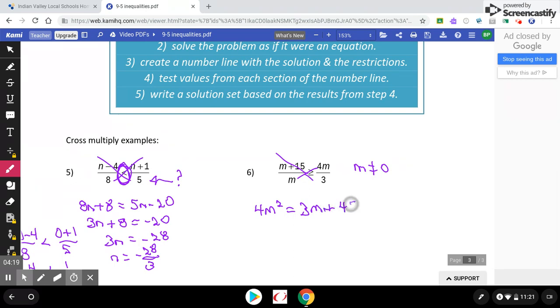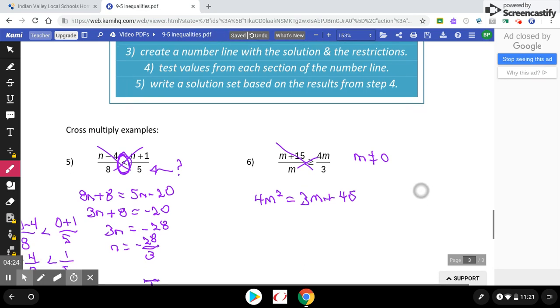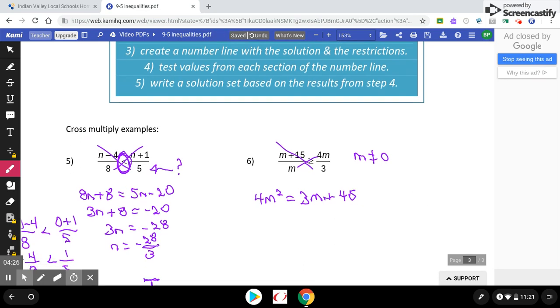Distributive property, 3 times 15 is 45. Sorry about my ugly 45. Continue. We've got to solve this guy. Quadratic equations, chapter 5, if you have to go back. We always want to have 0 on the end of those. Moving the 3m over. Moving the 45 over.